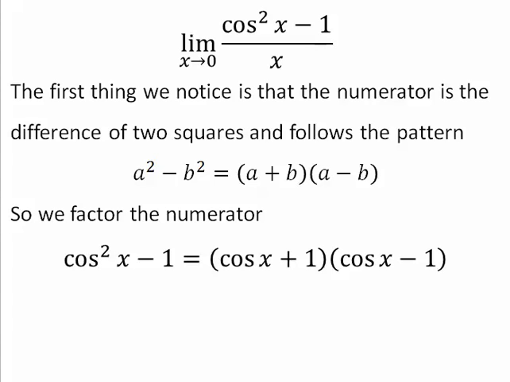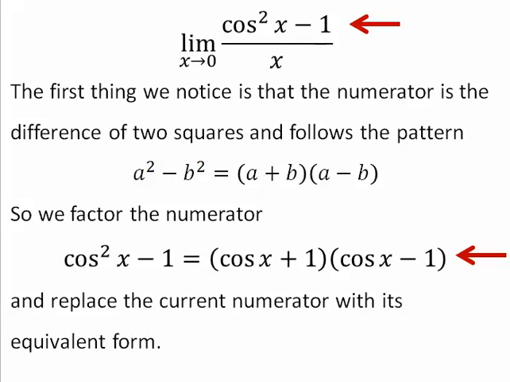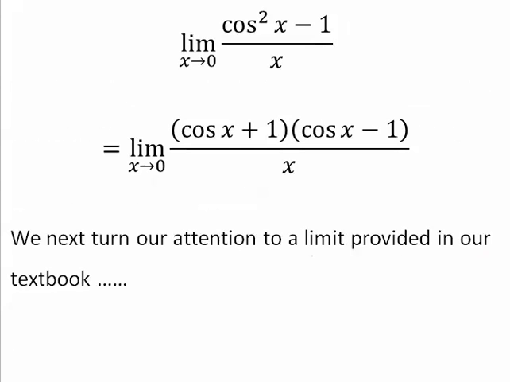Cosine squared x minus 1 is equal to cosine x plus 1, cosine x minus 1. And we replace the current numerator with its equivalent form. Replacing the numerator with its equivalent form, we next turn our attention to a limit provided in our textbook.